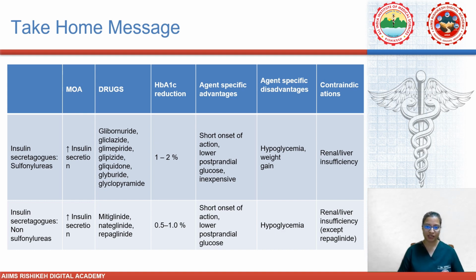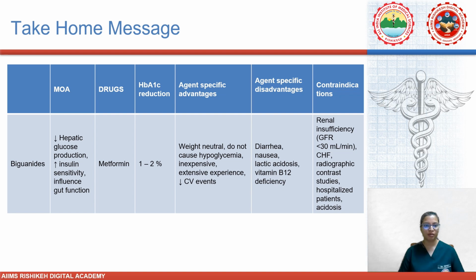The disadvantages of sulfonylureas are mainly hypoglycemia and weight gain, and with non-sulfonylurea secretagogues, hypoglycemia. The contraindications for sulfonylureas include renal and liver insufficiency, and for repaglinide and nateglinide, also renal and liver insufficiency, especially with nateglinide. So for metformin, its mechanism of action is to decrease hepatic glucose production, enhance insulin sensitivity, and influence gut function.